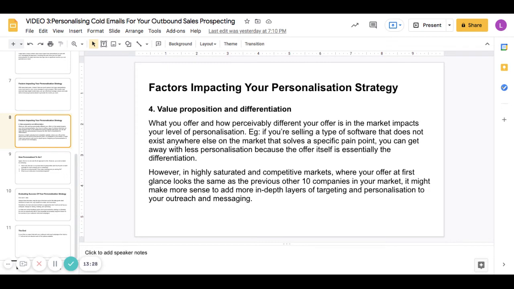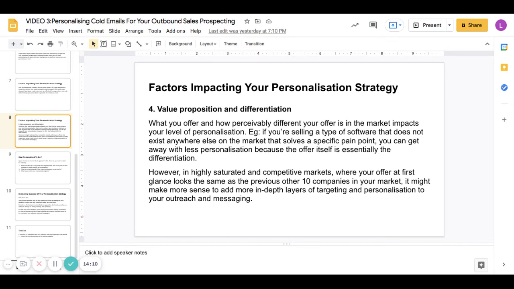Because you've got to understand, the whole point with hyper-personalization, in a nutshell, is just to make A, your emails stand out more compared to everyone else, and B, increase positive response rates. But in this example I've just given you with the software and how there's nothing else like it on the market, the value proposition of that software is doing all the differentiation for you, which is going to stand out by itself because there's nothing else like it on the market. And typically, if you write the message well and do your targeting well, you should get a very high positive response rate, okay?